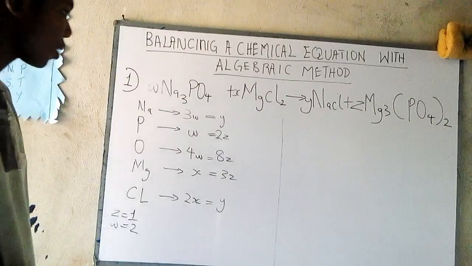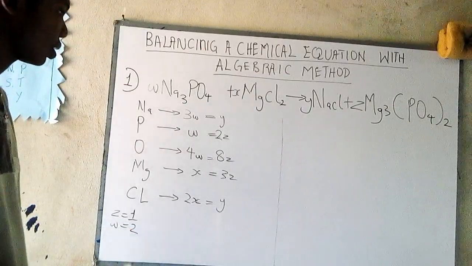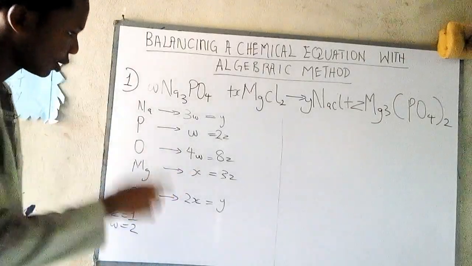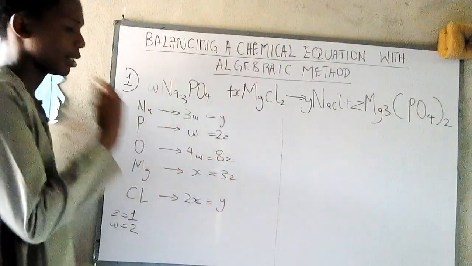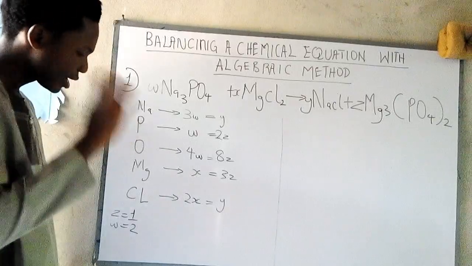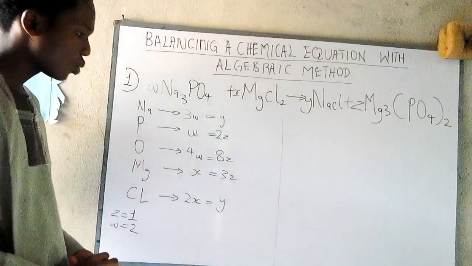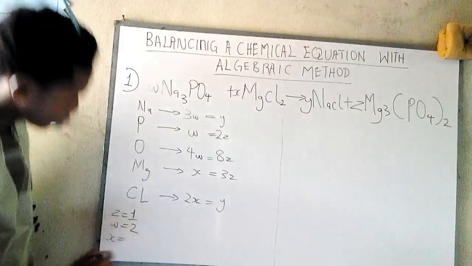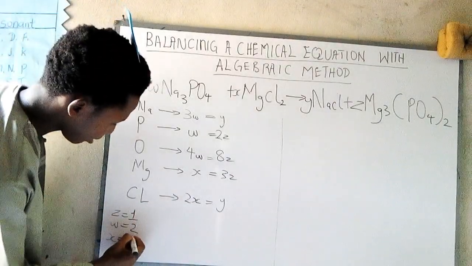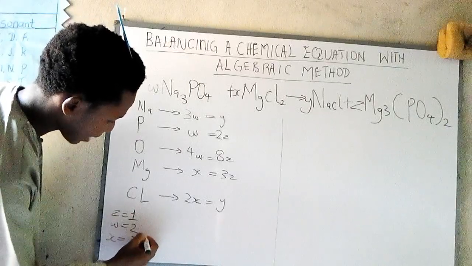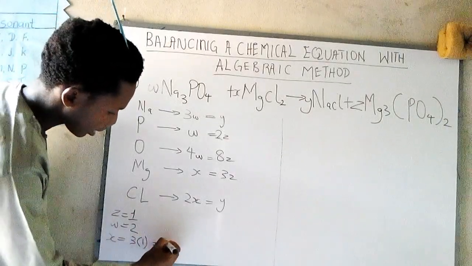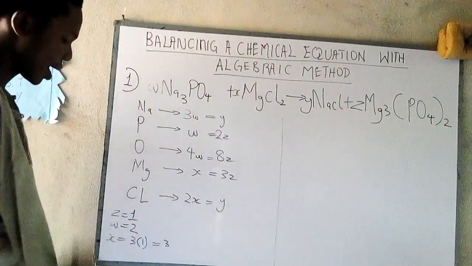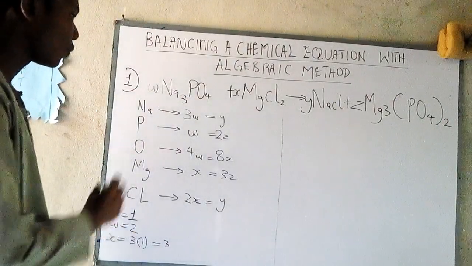So now from this, how can we solve the rest? We have to solve this first. We say X equals 3Z, and we already know that Z is equal to 1. So what is the answer? X will be equal to 3 multiplied by 1, which gives us 3. So we now know that our X is 3.